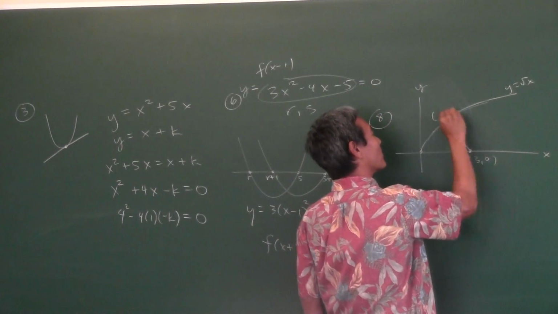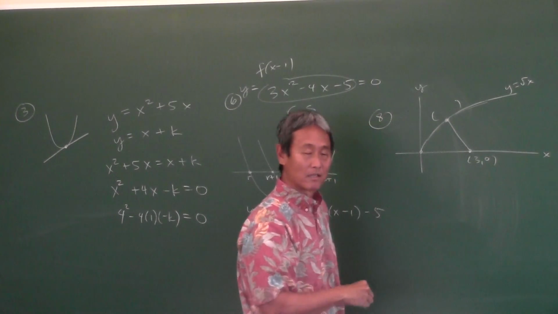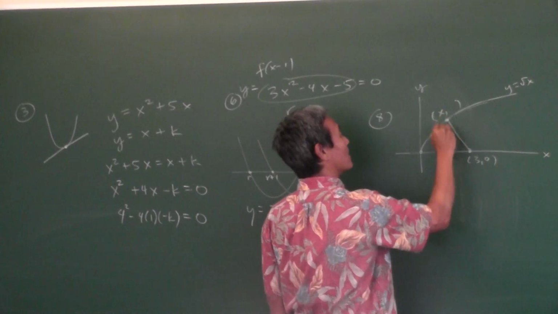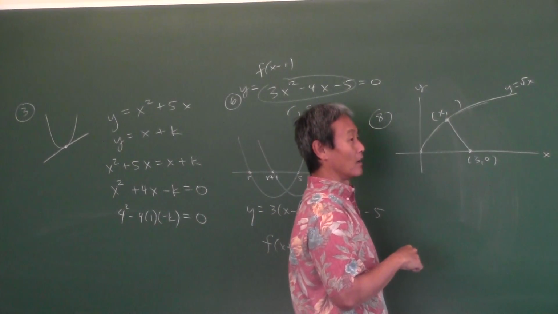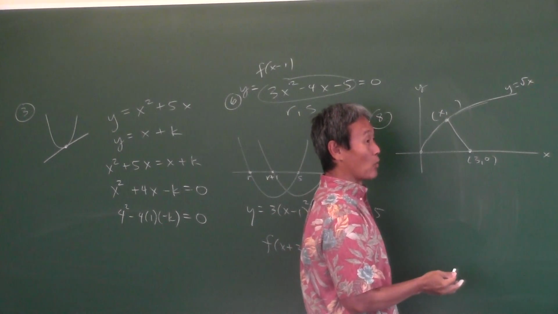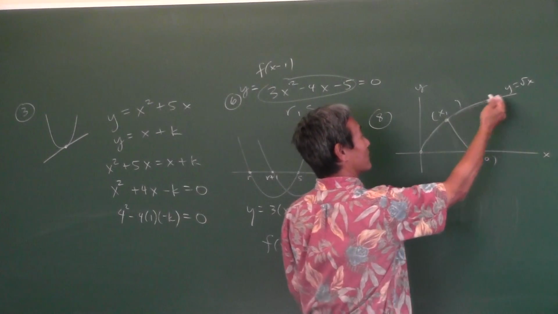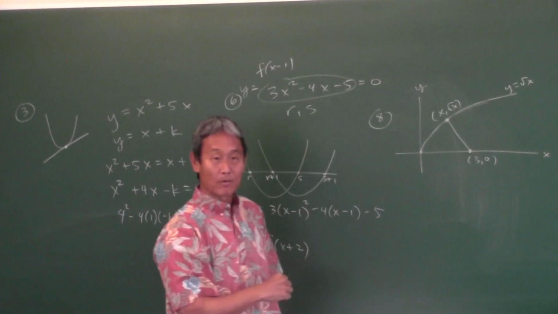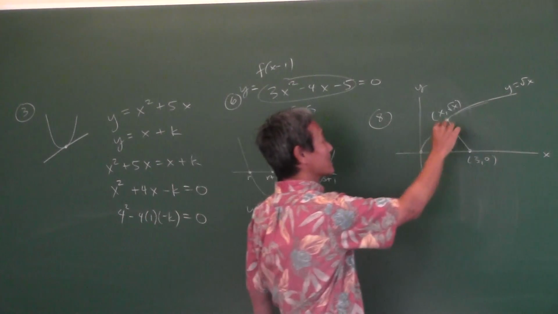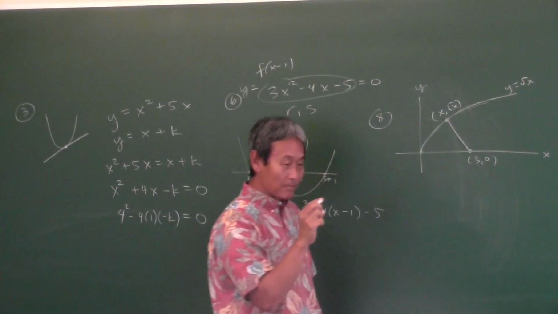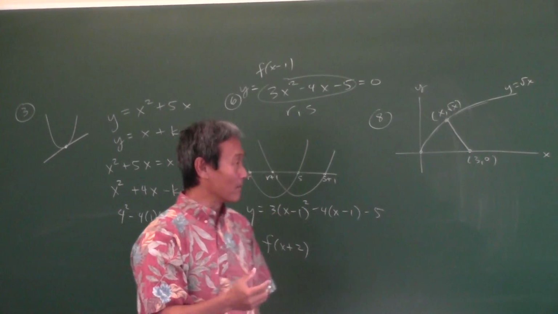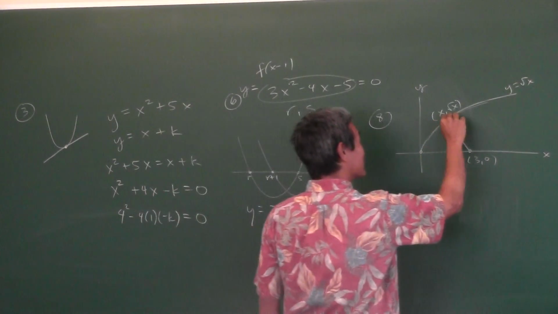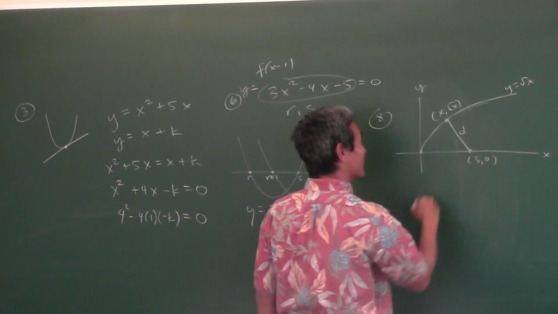Now, how do I label this point, since I don't know what it is? x, comma, y. Well, what is y equal to in this problem, if you're on this graph? Root x. So that's how you label that point. We want this distance to be as small as possible. In other words, we want to minimize the distance right here. Let's call this d for distance.